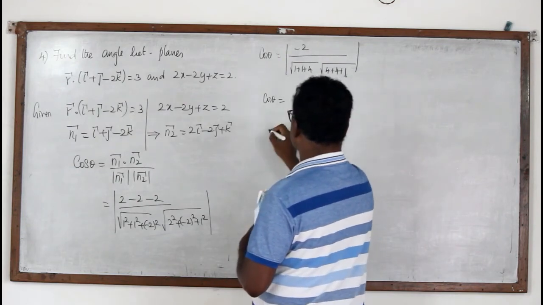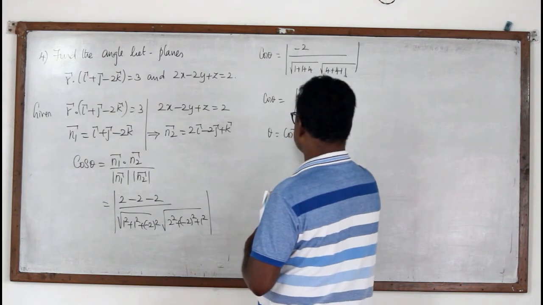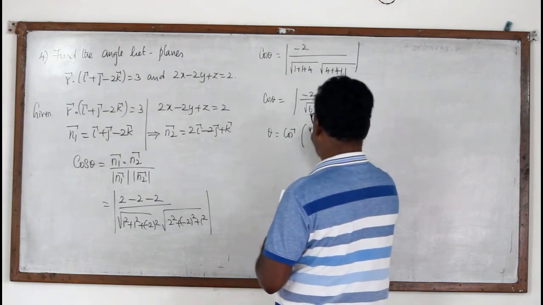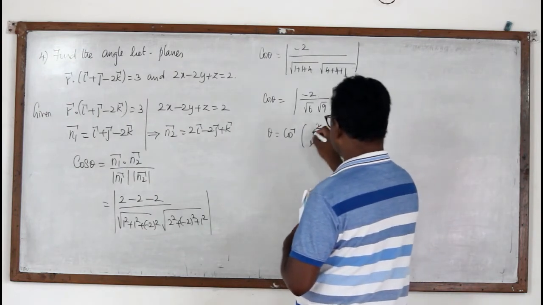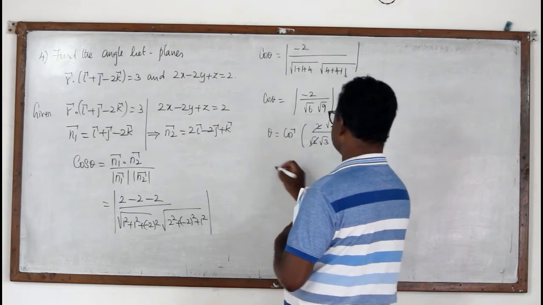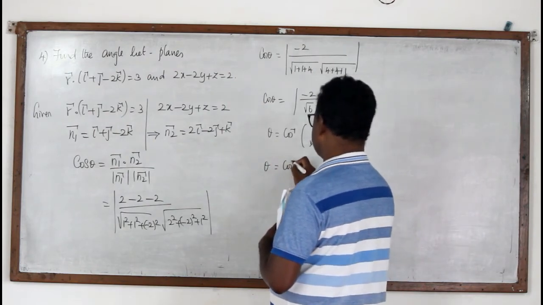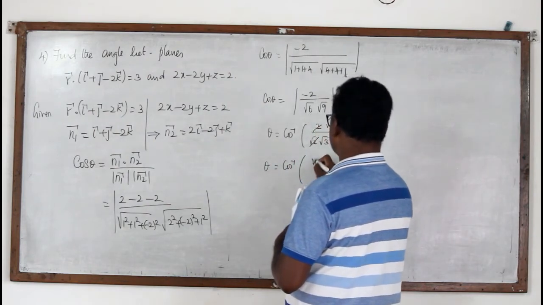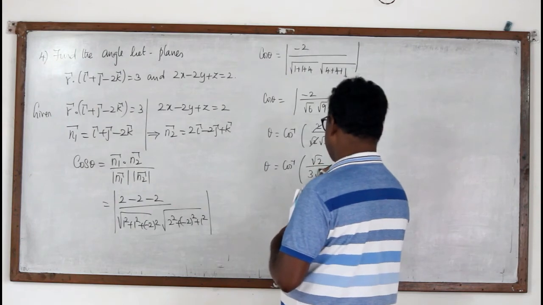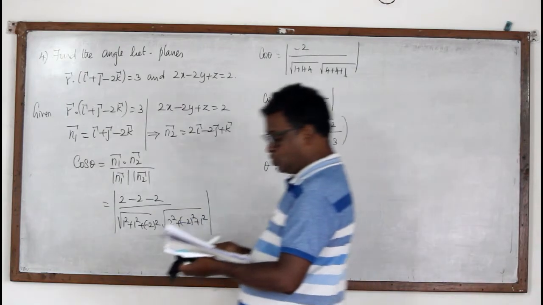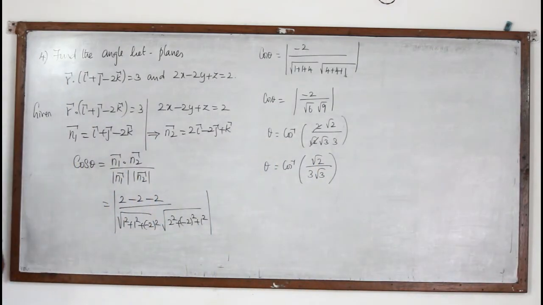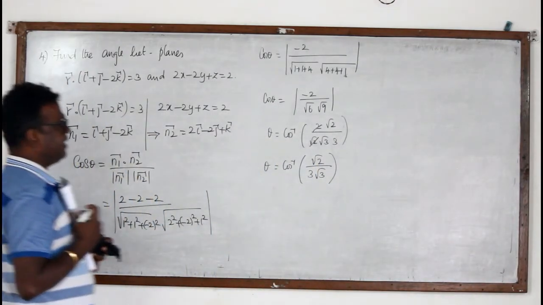So theta equal to cos inverse of, we shall put plus 2. Root 6 is root 2 into root 3 and this is 3. One root 3 can be cancelled. Root 2. So theta equal to cos inverse of root 2 by 3 root 3. This is the angle between two planes. Now we should go for problem number 5.